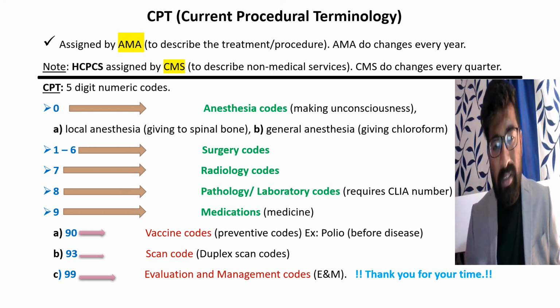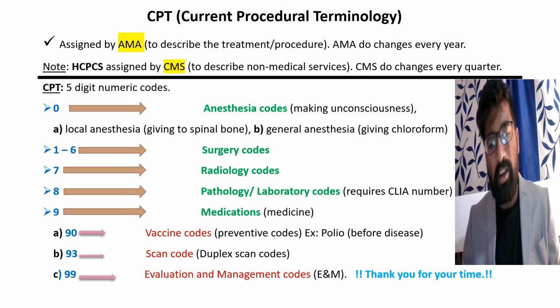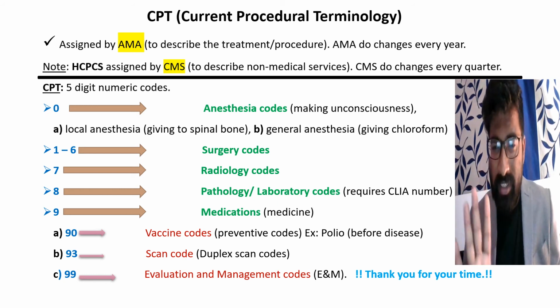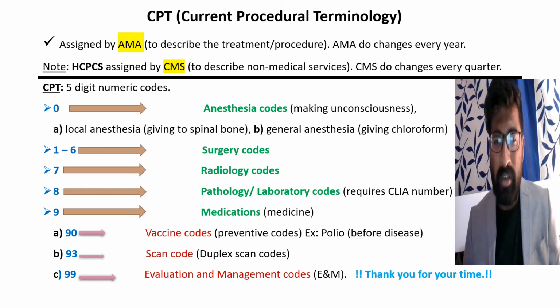So coming to the next one, between 1 to 6. I'm really sorry for that, it is not 0 to 6, it is 1 to 6. So if you find any procedure code between 1 to 6, it will be surgery codes. And coming to the next one, 7. CPT code is nothing but a 5-digit numeric code. If it starts with 7, it will be known as radiology codes.